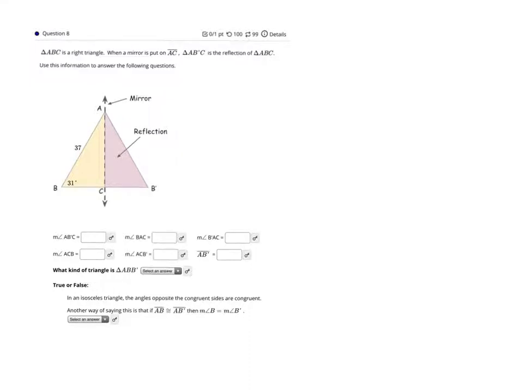If we look at the setup, notice that we have a mirror that's reflecting a triangle. When you reflect something, it keeps the same size and proportion. So in the first question, it's asking to find the measure of angle AB'C. The angle AB'C is this angle right there, where the vertex is B'. Because that's a reflection, it's going to be the same measure as angle ABC. So my angle here will just be 31 degrees.